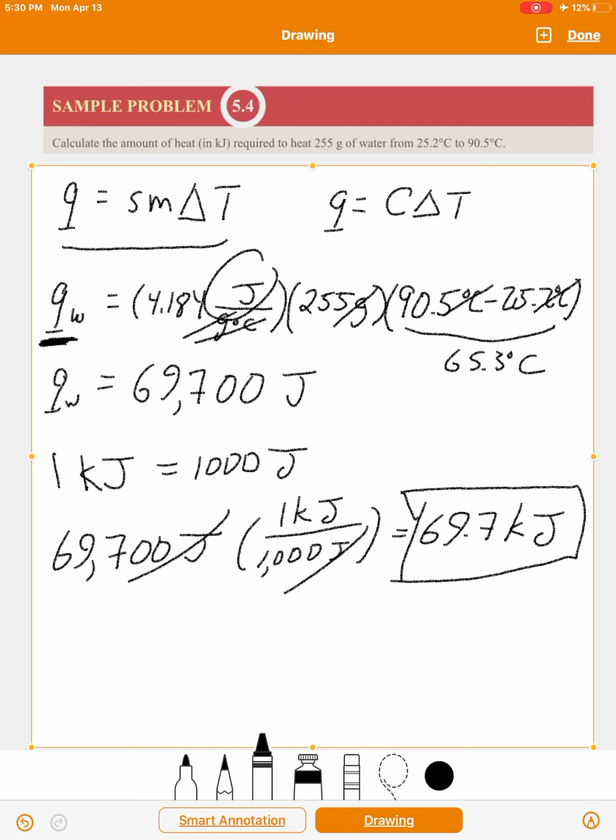There's the amount of heat required to get water not quite up to its boiling point, right? Boiling point of water under normal conditions, under normal pressure, would be about 100 degrees C. This is 90, so it's close. It's pretty hot, but not quite to boiling. So there you go.